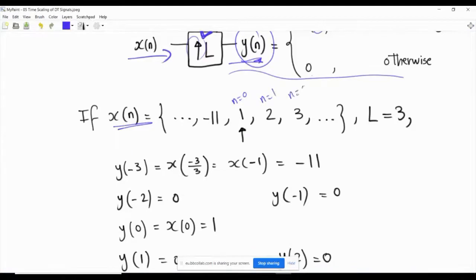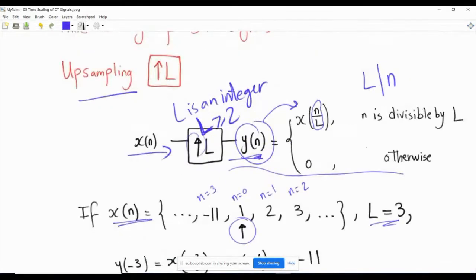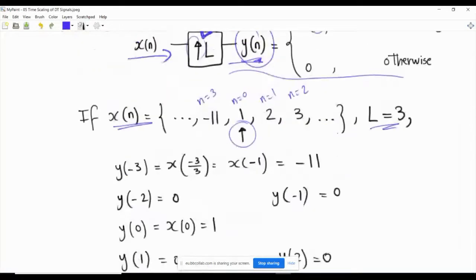This is n equals 1, this is n equals 2, and this is n equals 3. This arrow is to indicate the origin of your discrete time n axis, because if you have just a sequence of numbers, then where is the origin? So if this is x of n and L is equal to 3, let's first try to use the formula, and then we will discover that the operation is simpler than this. The formula may suggest that something very complicated is happening, but actually it is very simple.